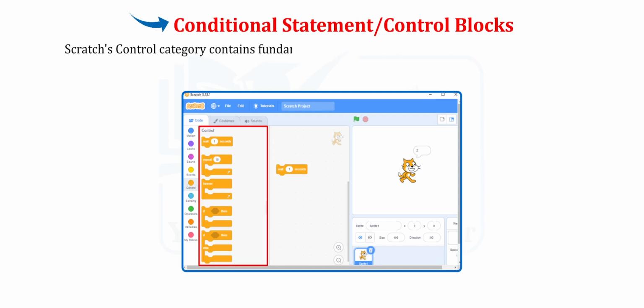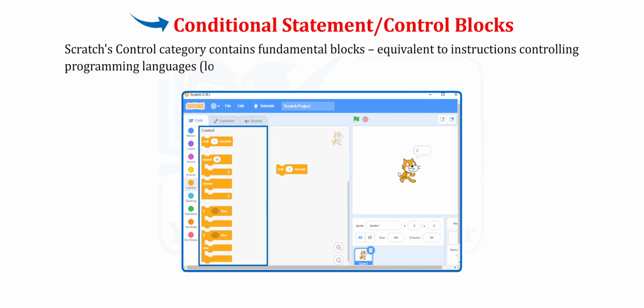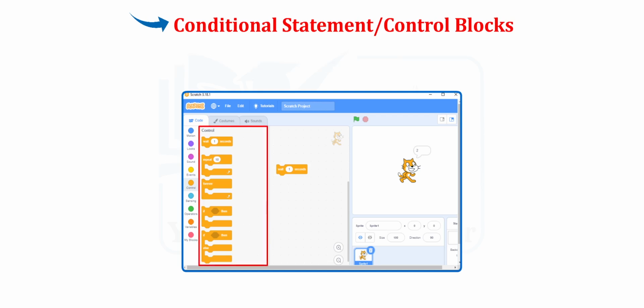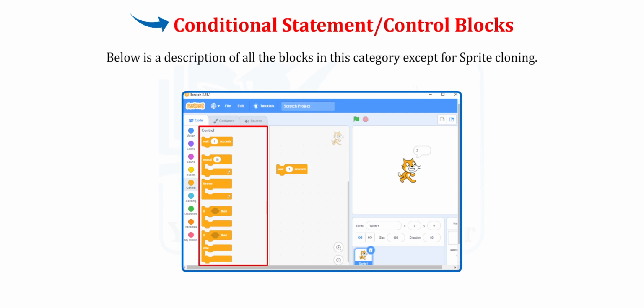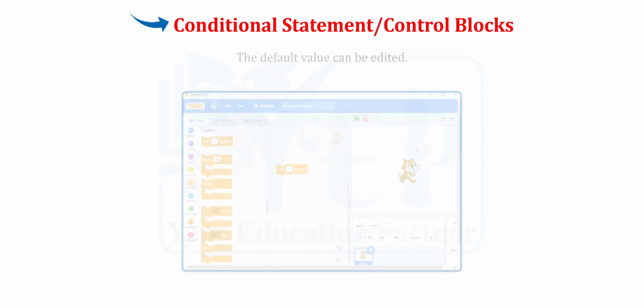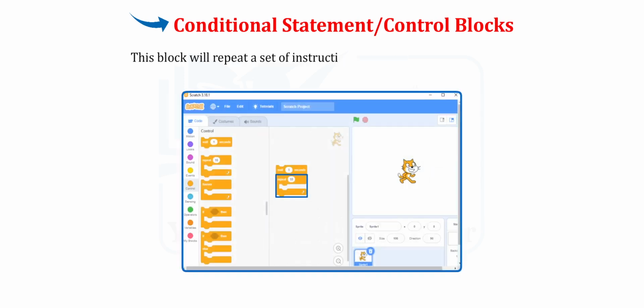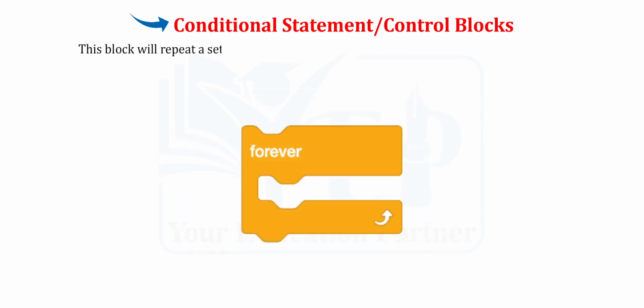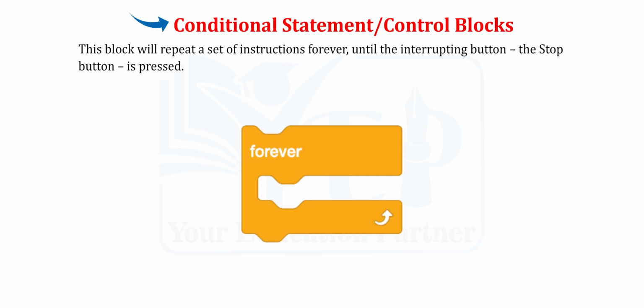Scratch's control category contains fundamental blocks, equivalent to instructions controlling programming languages: loops and conditional instructions. Below is a description of all the blocks in this category except for sprite cloning. This block stops the script execution for a specified time. The default value can be edited. This block will repeat a set of instructions a specified number of times. The default number of repetitions can be edited. This block will repeat a set of instructions forever until the interrupting button, the stop button, is pressed.